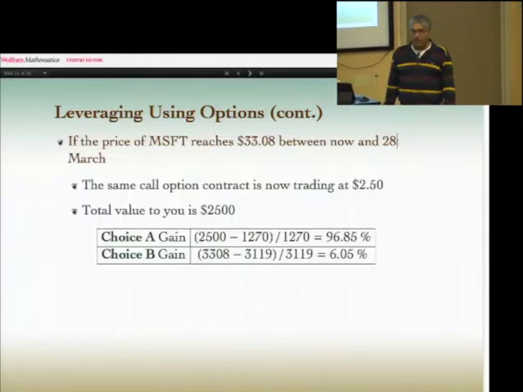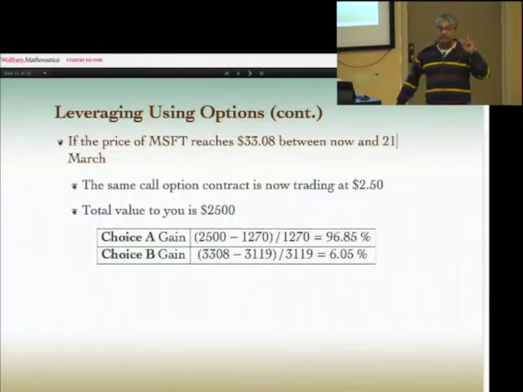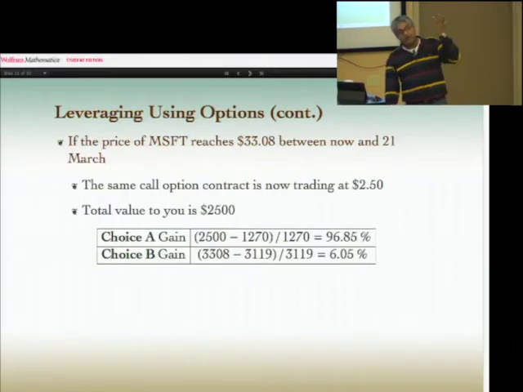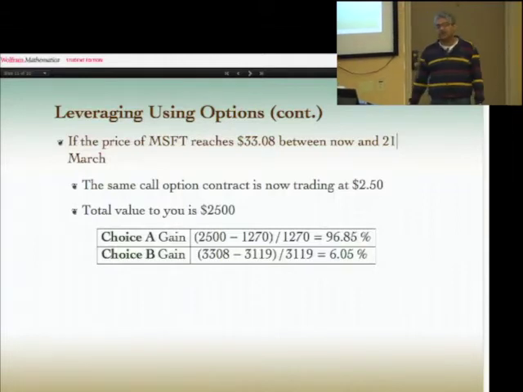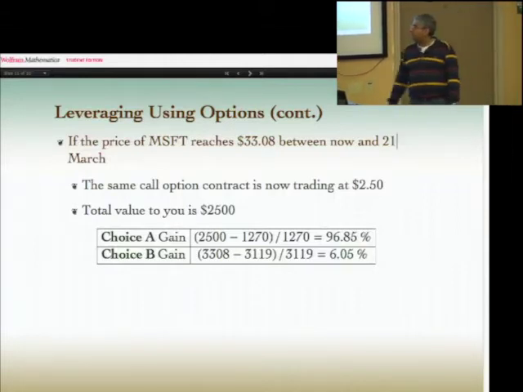So the same call option contract is now trading. Because the stock price went up, the call option price has also gone up in the meantime. So as I told you before, now the same option contract is trading at $250 a share from $127.